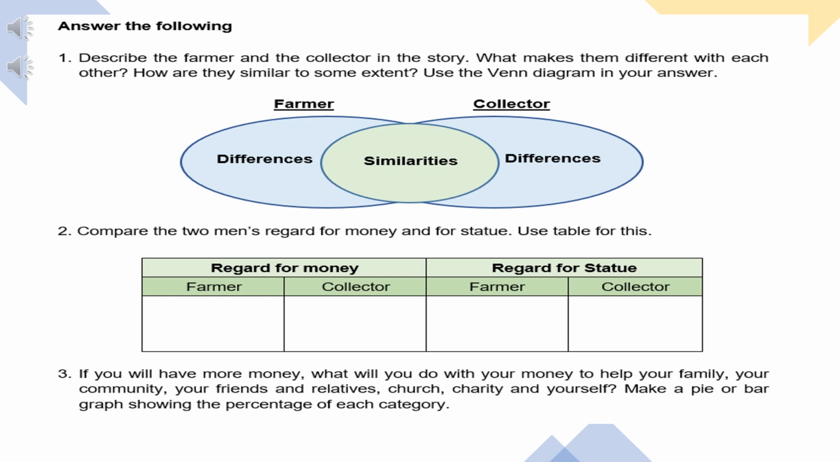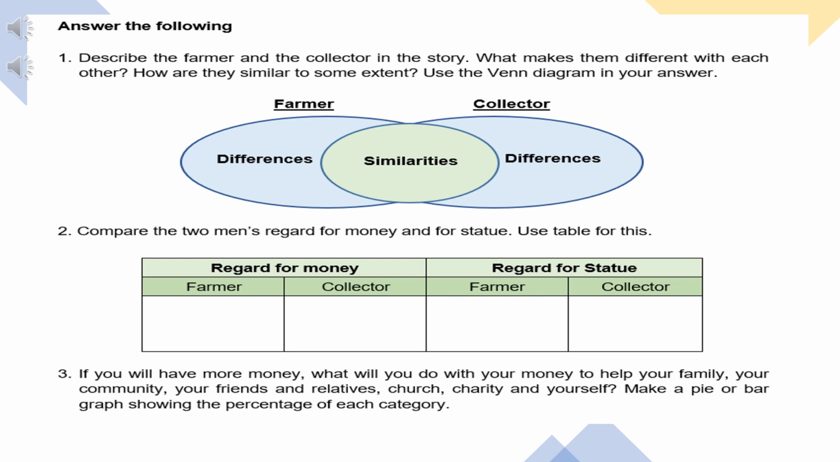Now, for number three, if you will have more money, what will you do with your money to help your family, your community, your friends, and relatives? Church, charity, and yourself. Make a pie or bar graph showing the percentage of each category. So, dealing with that, I would like you to check the Google Classroom and look for the Google form link on doing activity number three.